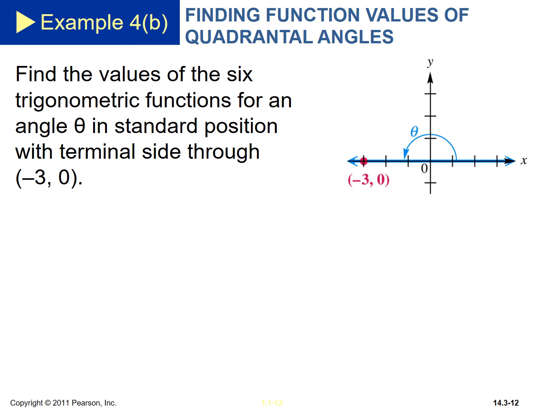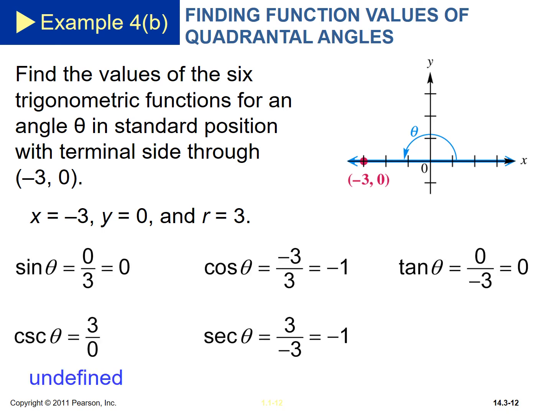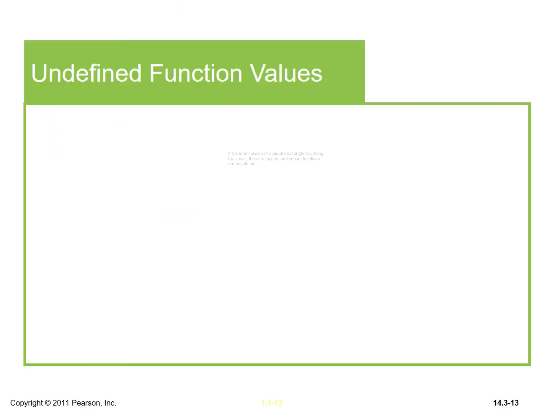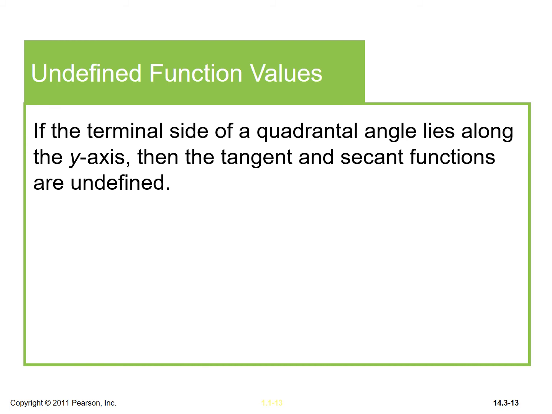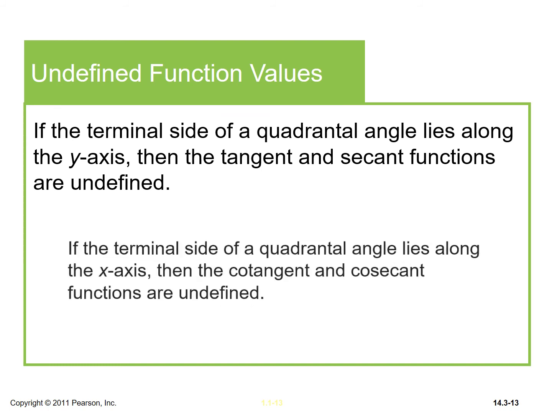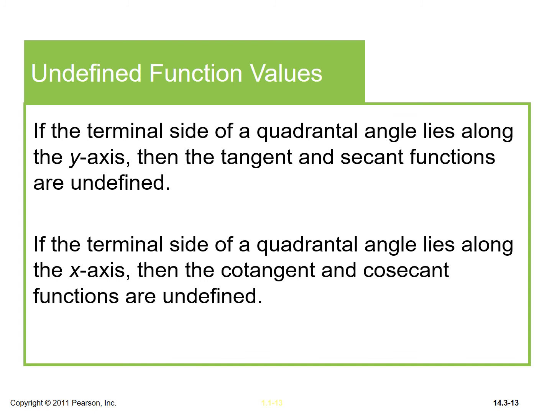All right, so now find the values of the 6 trig functions for an angle theta in standard position with terminal side through -3, 0. So x is -3, y is 0, r is 3. We can just go through these, and we will see that the cosecant is now undefined and the cotangent is undefined. So if the terminal side of a quadrantal angle lies along the y-axis, then the tangent and secant functions are undefined. If the terminal side of a quadrantal angle lies along the x-axis, the cotangent and cosecant functions are undefined.